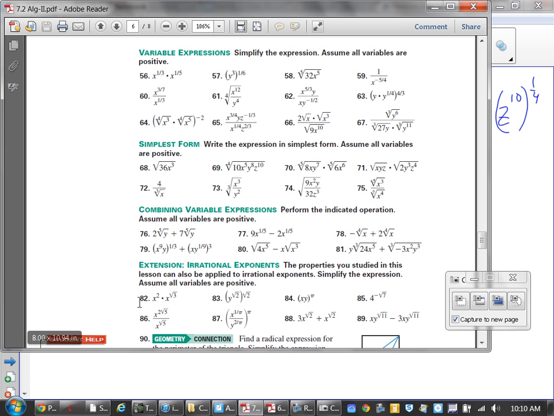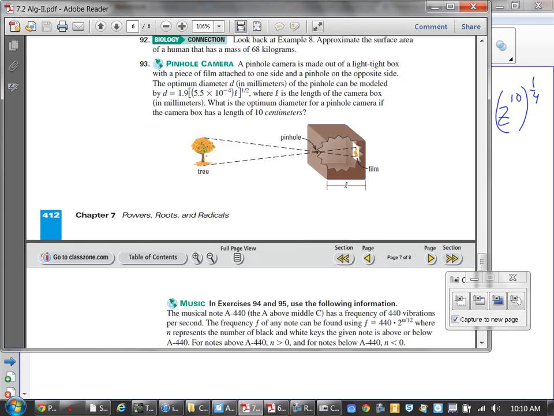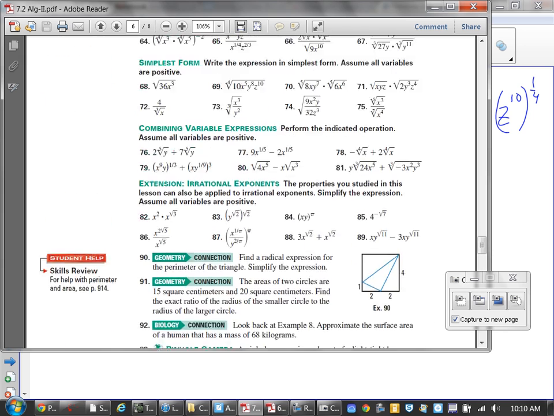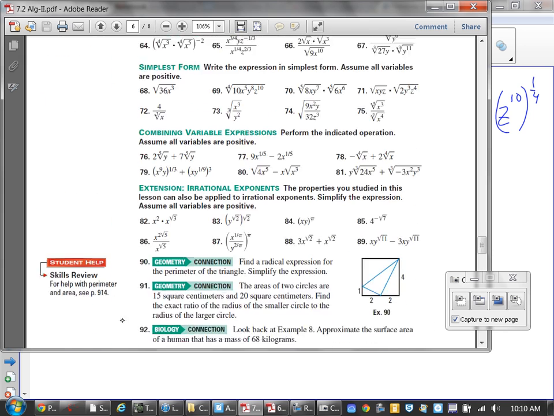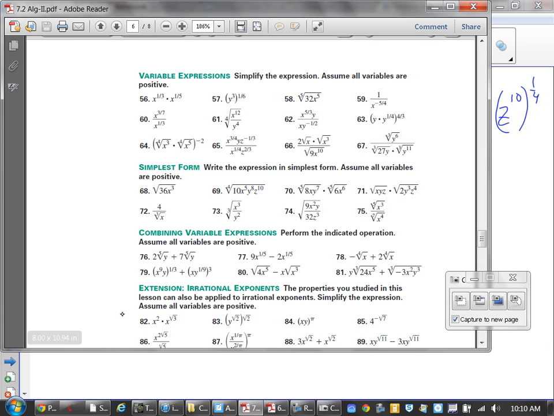Now, let's see here. Here's what I want you guys to do. What page is that? 412? It's the same stuff. I want you to go 56 to 90. I want you to do the evens.